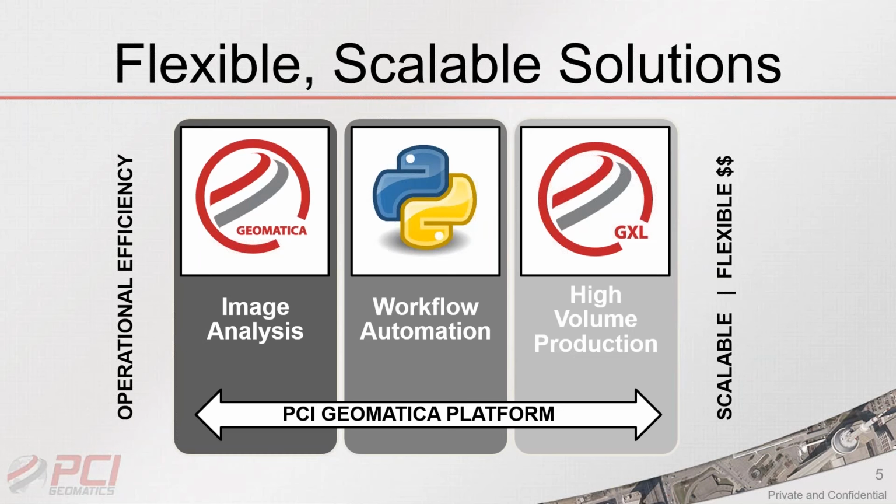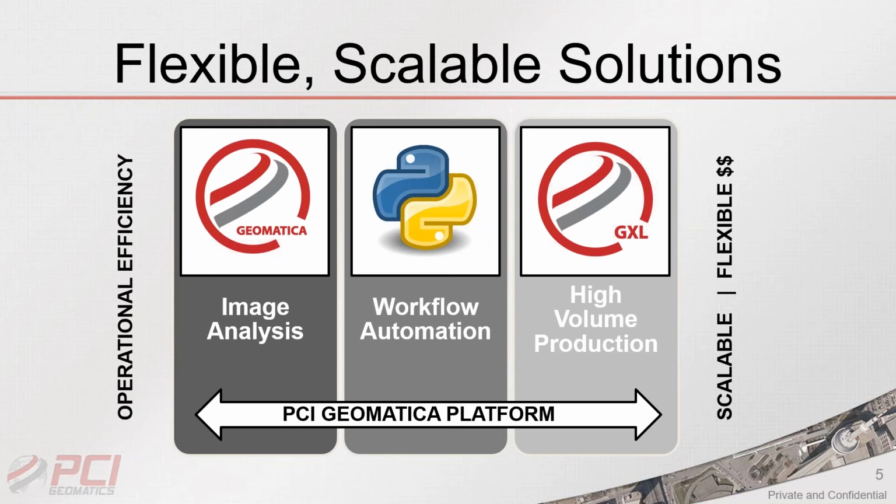So we have a platform. And what do we mean by a platform? Essentially, we have multiple tools that are available that can be used to solve problems of varying degrees of complexity. On the left, we have Geomatica, which is our desktop image analysis product. And Geomatica has over 550 algorithms that can be executed typically independently or a few of them put together into a workflow.